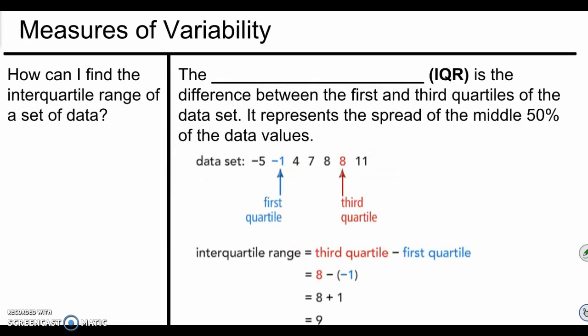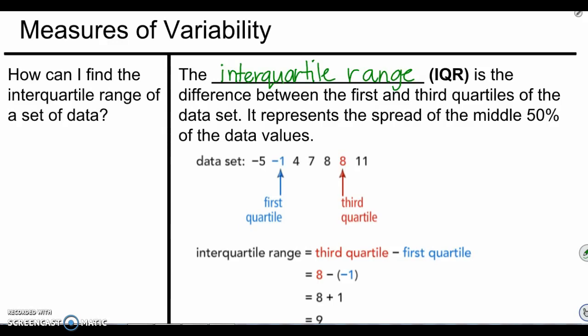How can I find the interquartile range of a set of data? The interquartile range, which is also called IQR, is the difference between the first and third quartiles of the data set. It represents the spread of the middle 50% of the data values. So to find our interquartile range, after we have found our first and third quartiles, we subtract them.